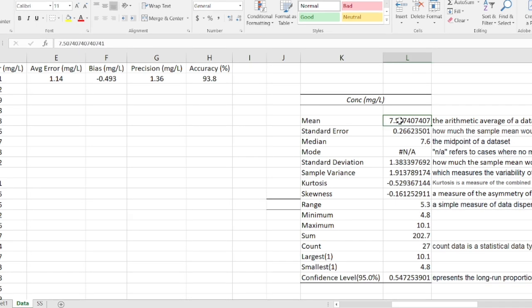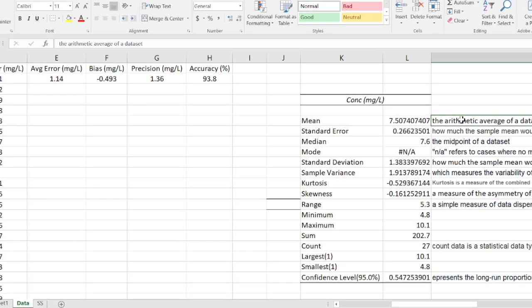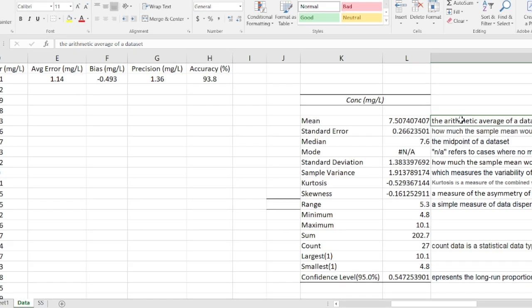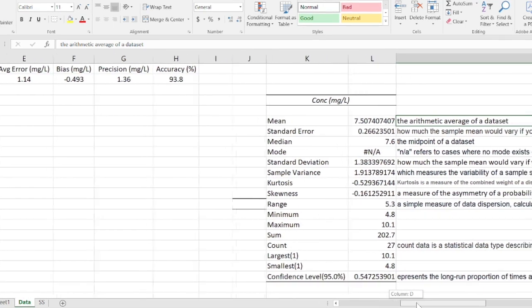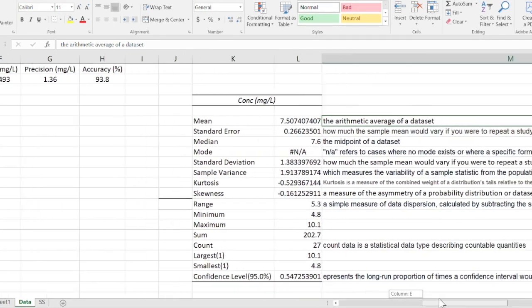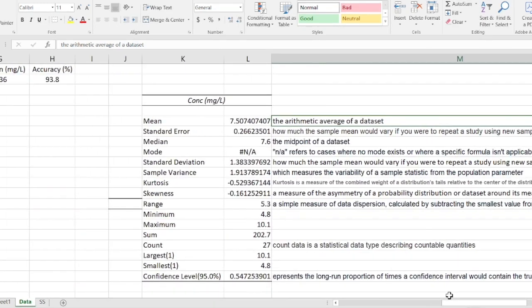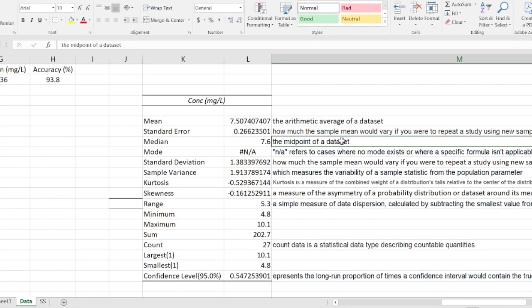So the first one, the mean is 7.5, which means the arithmetic average of the data set. And the standard error basically means how much the sample mean would vary if we have to repeat the study using new samples of the data that we have. Median is the midpoint of the data set.